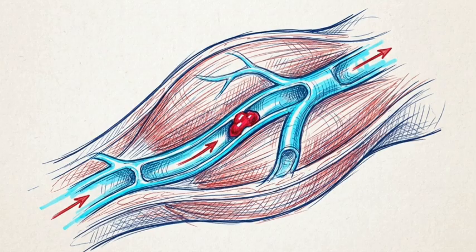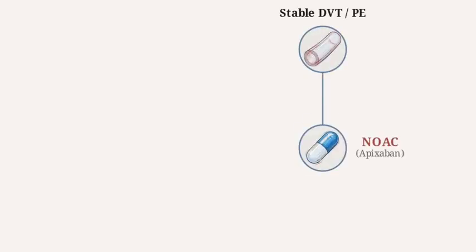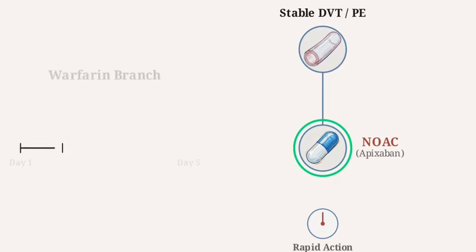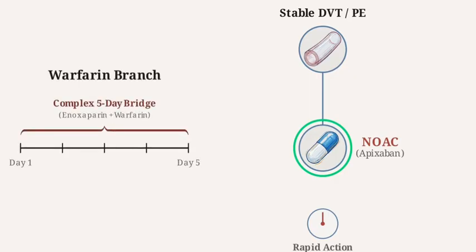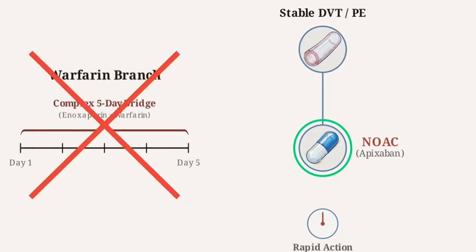That brings us to our final branch: stable embolic situations. This includes cases like a routine deep vein thrombosis or a stable pulmonary embolus. On this third branch, the rule is prescribing newer non-vitamin K oral anticoagulants, or NOACs, like apixaban. Highlighting this node reveals their massive benefit: rapid action. Contrasting directly with the Warfarin branch shows you eliminate the complex 5-day bridge entirely.